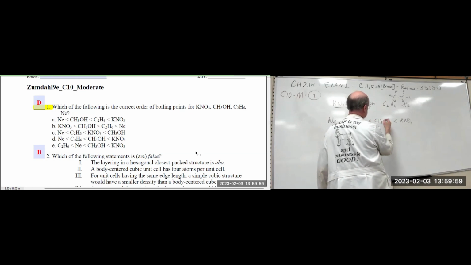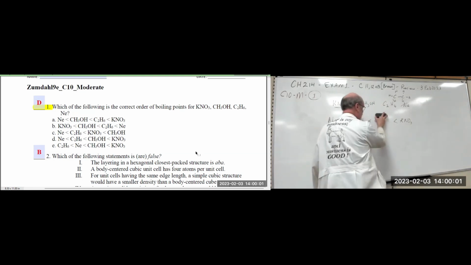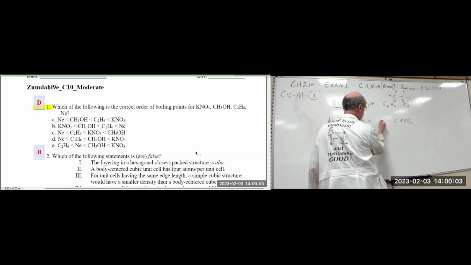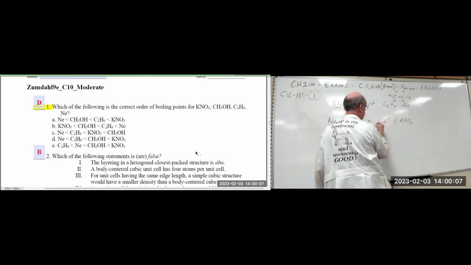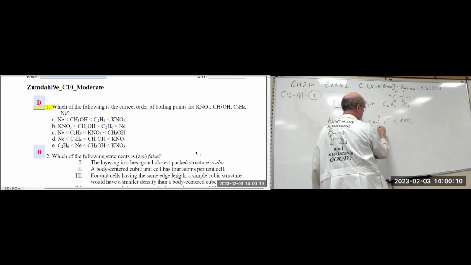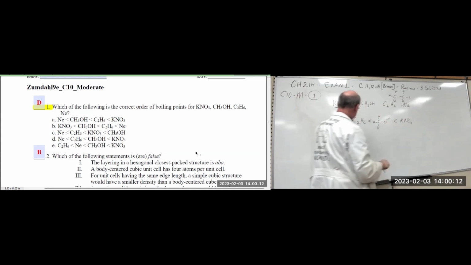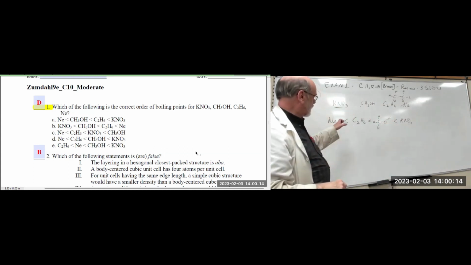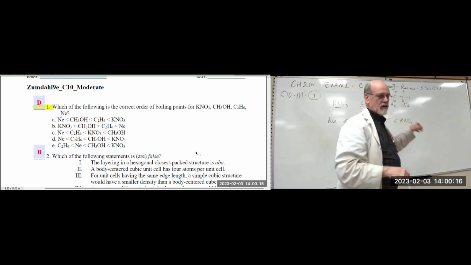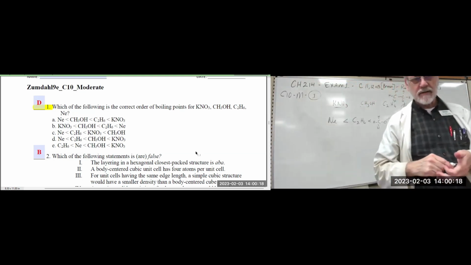Right, CH3. In fact, if we write it molecularly speaking, like that, so there's your hydrogen bond. And it should be neon, ethane, methanol, and potassium nitrate. That's D.